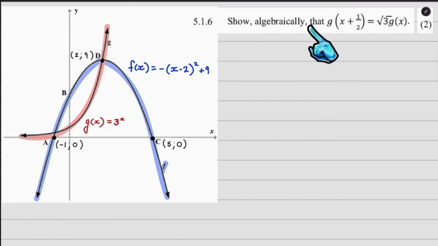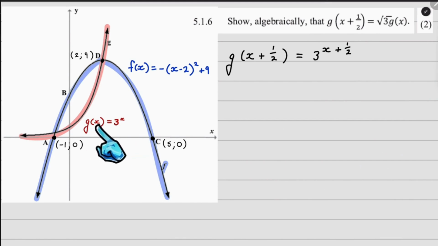Okay, now I need to show algebraically that this is equal to that weird thing. If I'm asked to show, I'm only allowed to work with one side of the equation. So I'm going to maybe choose this side of the equation to work with. So let's grab that and make the necessary substitution. What I've done is, in g of x, I've replaced the x with x plus half. So this x here, I replace it with x plus a half. And now we've got to manipulate this thing to make it look like this thing.